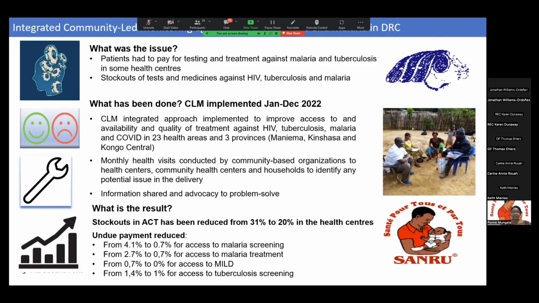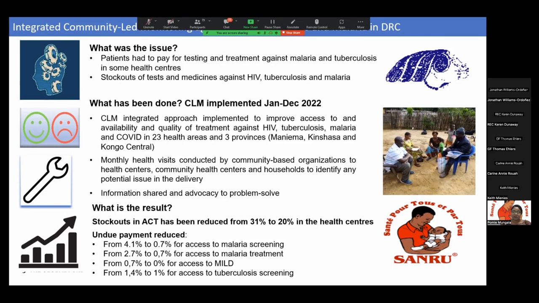You can notice that the cost that was paid for access to treatment or testing for the fight against malaria was reduced from 4.1 to 0.7% for the testing, and from 2.7 to 0.7 for access to treatment. And those costs were suppressed for access to mosquito nets. And also we noticed the reduction of that cost from 1.4% to 1% for access to TB testing.